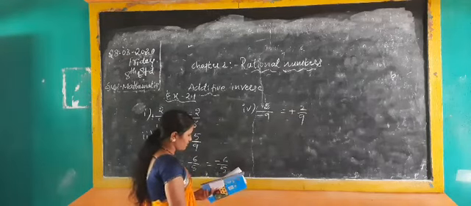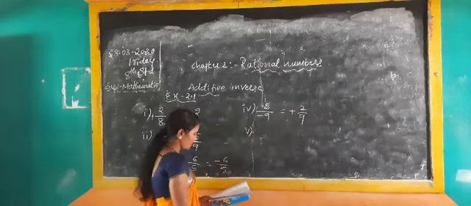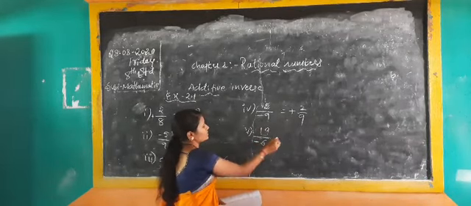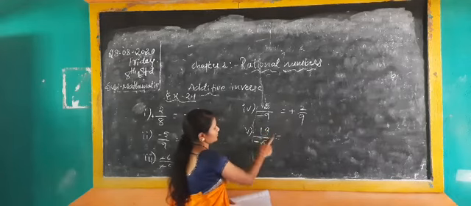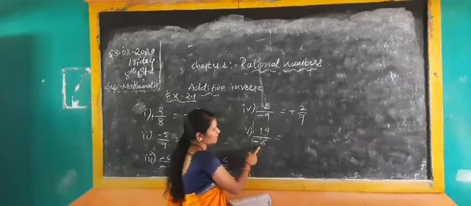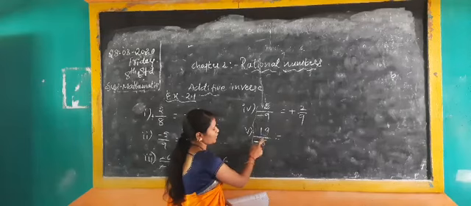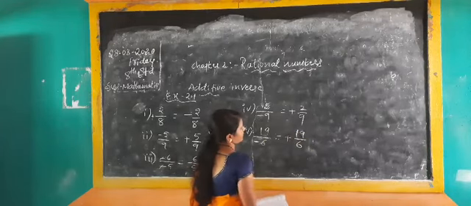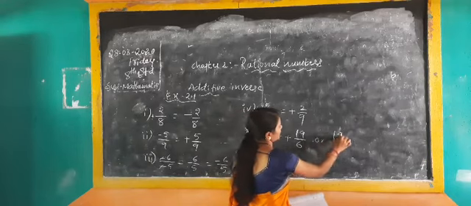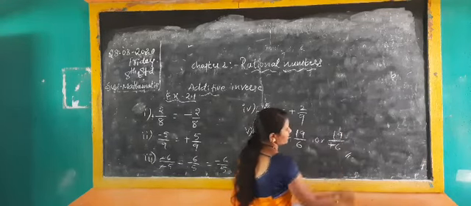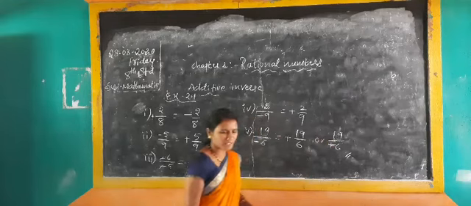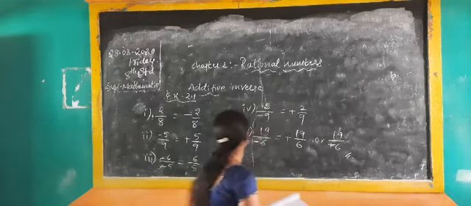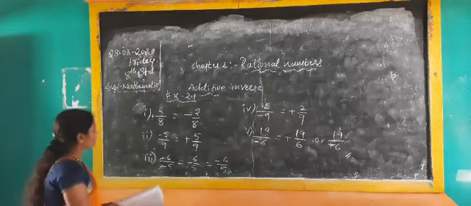Next, the fifth one: 19 by minus 6. Here also it is the same. They gave negative, so 19 divided by minus 6, the minus is in the denominator. Here it should be plus 19 by 6. Otherwise, if you write 19 by plus 6, that is also right, because if there is no sign it will be plus. Okay, take the third one. I think you understood this.